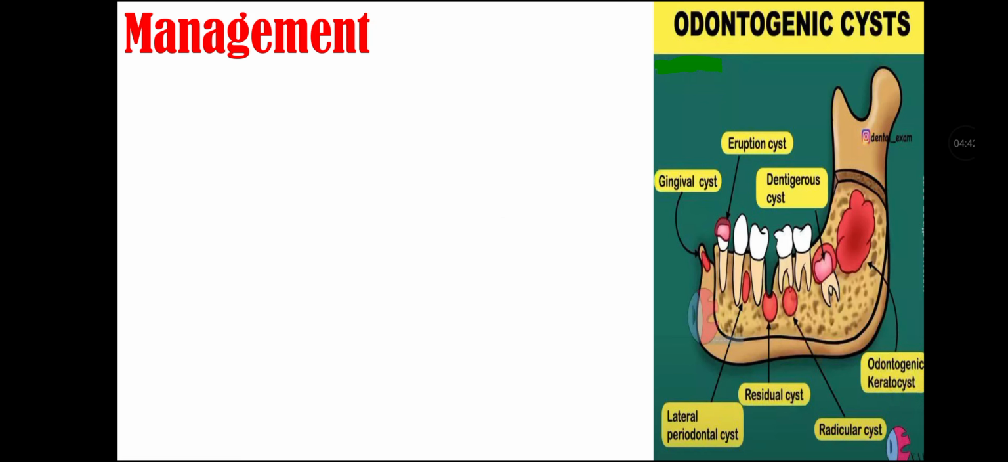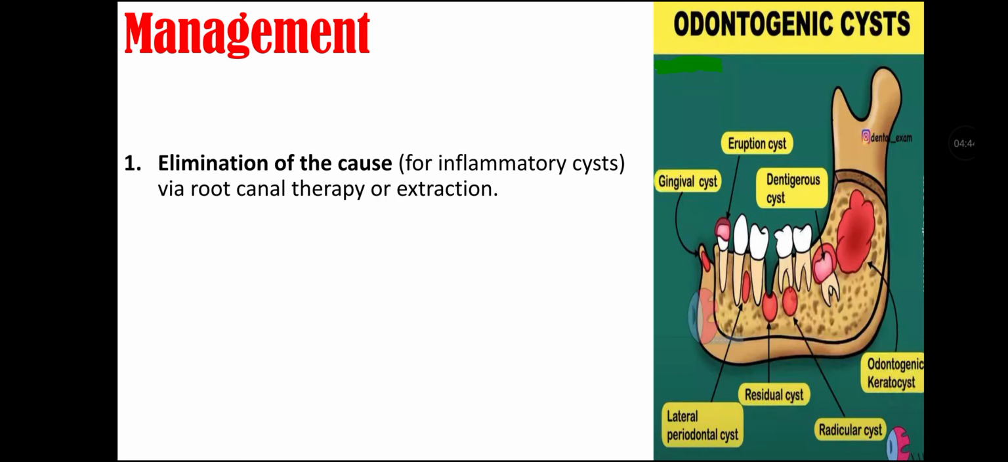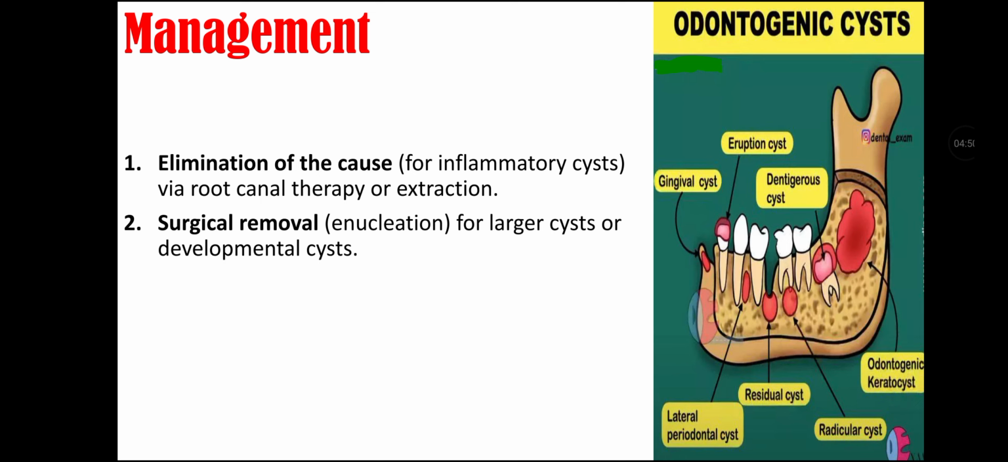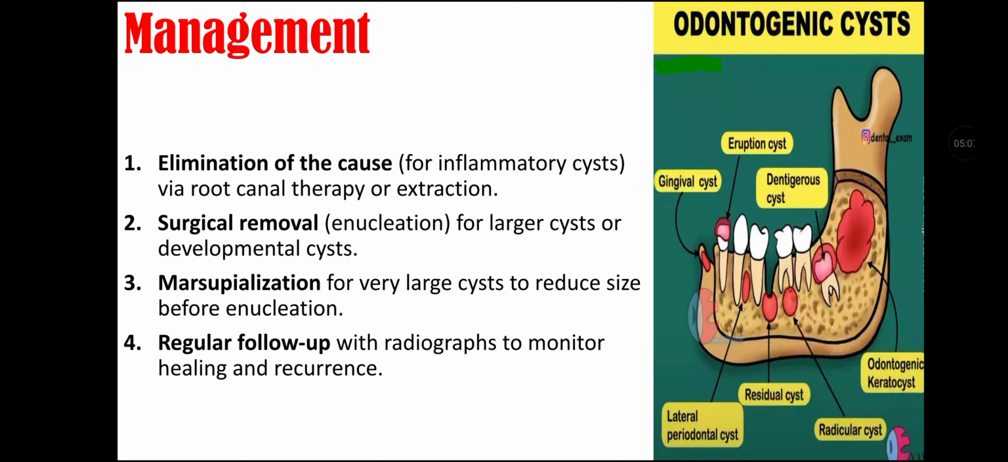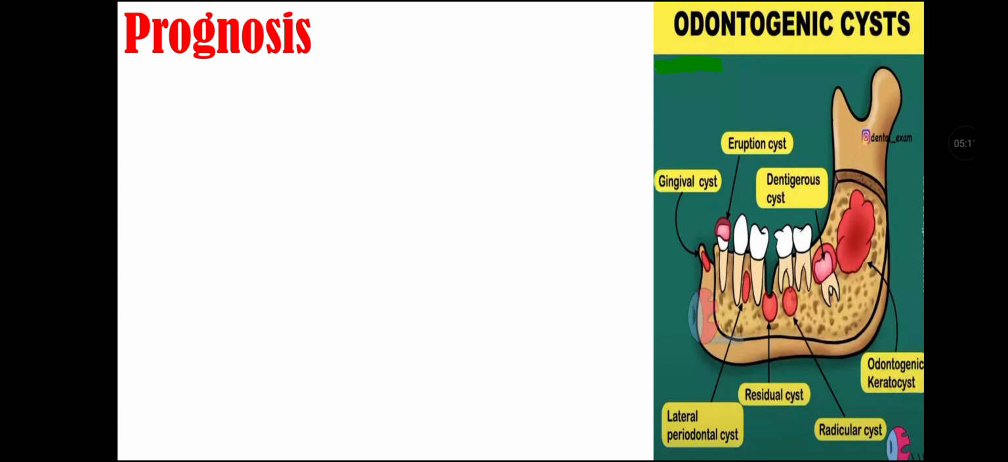Management of odontogenic cyst. First, it is managed by elimination of cause, like for an inflammatory cyst, through root canal therapy or extraction. Second, we can do a surgical removal, that is also called as enucleation, for larger cysts or developmental cysts. Third, we can do marsupialization, that is for very large cysts, and it helps to reduce size of the cyst before enucleation. Fourth, we can do regular follow-up with the radiograph to monitor healing and recurrence.